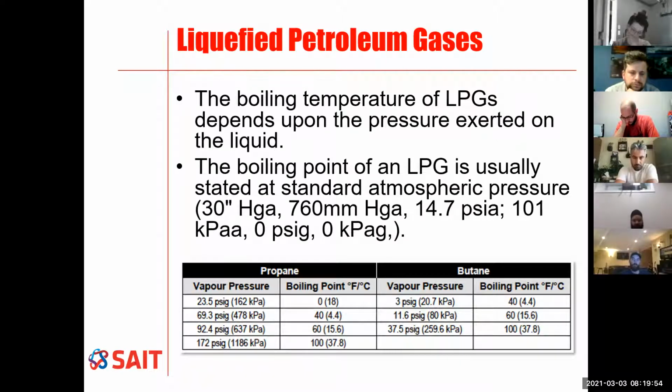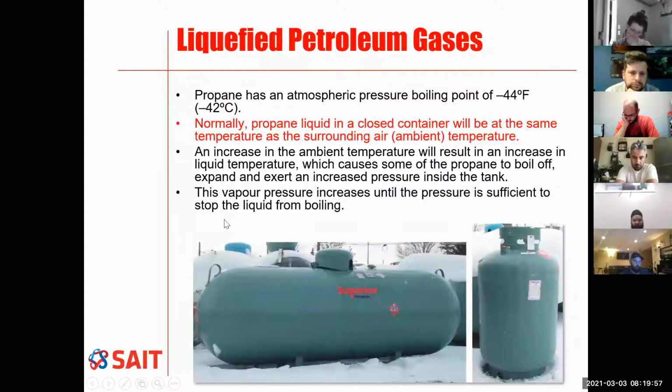And then it gives you a whole list of pressures here. So propane at atmospheric pressure has a boiling point of minus 44. Normally, propane liquid in a closed container will be at the same temperature as the surrounding air, right? So an increase in the temperature will result in an increase in liquid temperature, which would cause propane to boil off. So the propane pressure increases until the pressure is sufficient to stop the liquid from boiling. So inside your propane tank, you would actually have boiling liquid until it pressurizes enough to stop it from boiling.